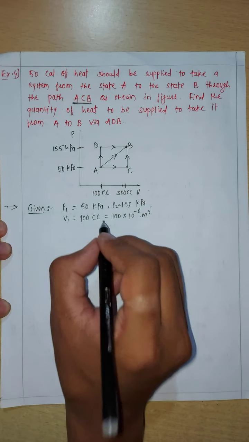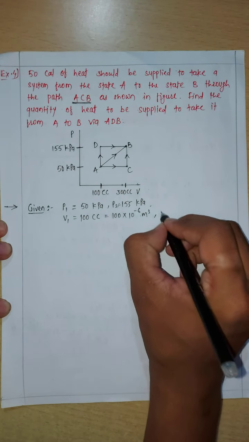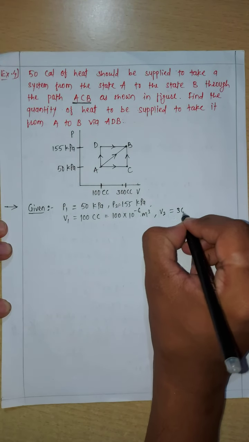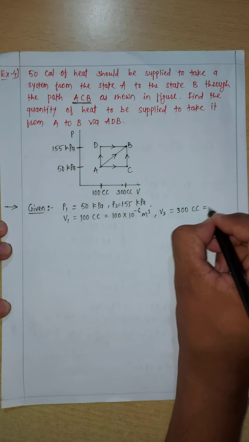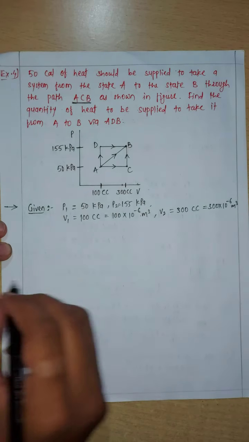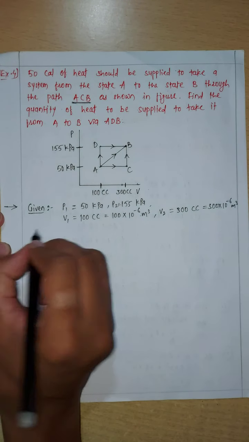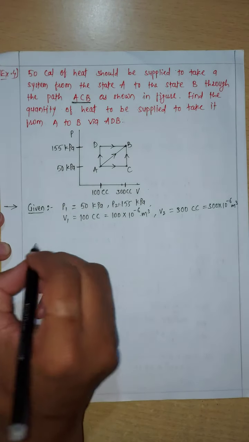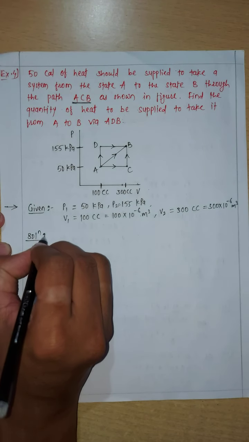This is in cubic centimeter, so we can conclude into this, and V2 is equal to 300 cubic centimeter, that should be converted as 300 into 10 to the power minus 6 meter cube. Okay, so this is the given data. We should move with the solution here.